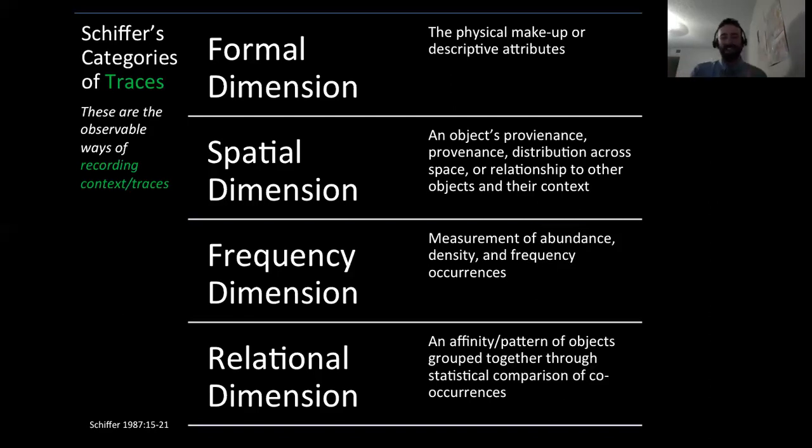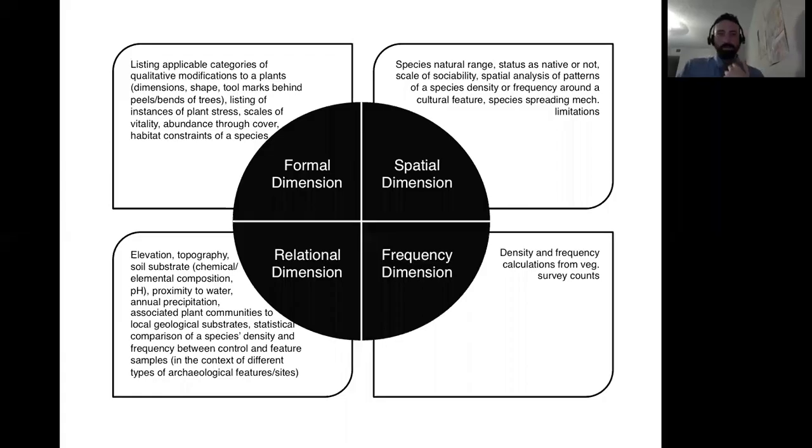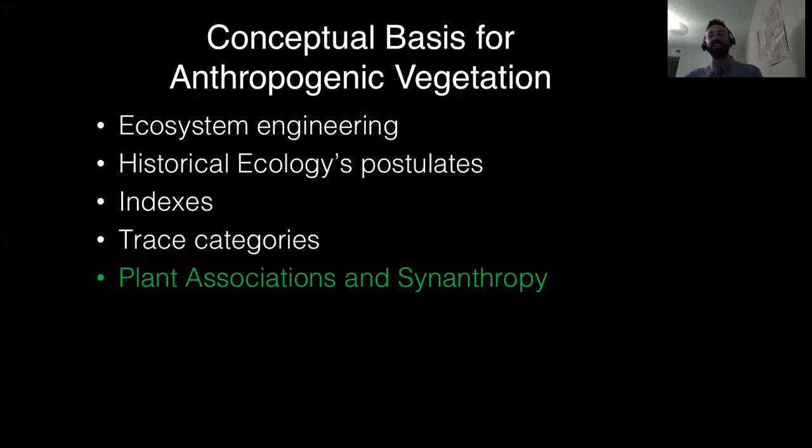But anyways, hopefully this model will help you further direct your gaze out in the field. And so I gave an example of how botanical matters can be, where they fall along these 4 dimensions or these 4 kinds of contexts and the kinds of data that you could collect on them. And so I built on this idea of trace categories, this idea of plant associations.